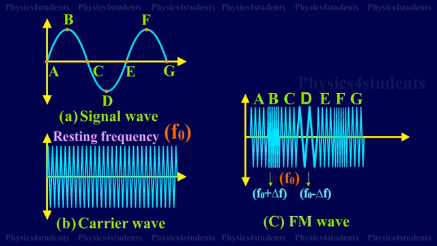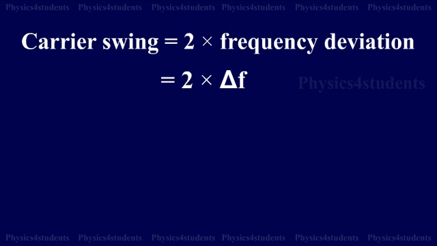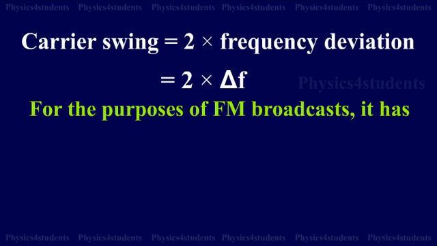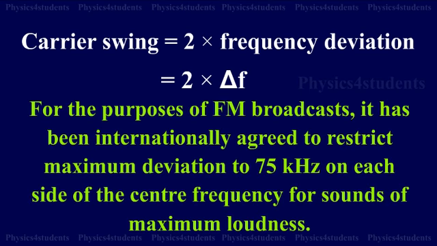The total variation in frequency from the lowest to the highest is called carrier swing, CS. Hence, carrier swing is equal to 2 times the frequency deviation, which is equal to 2 times delta F. For the purposes of FM broadcasts, it has been internationally agreed to restrict maximum deviation to 75 kHz on each side of the center frequency for sounds of maximum loudness.